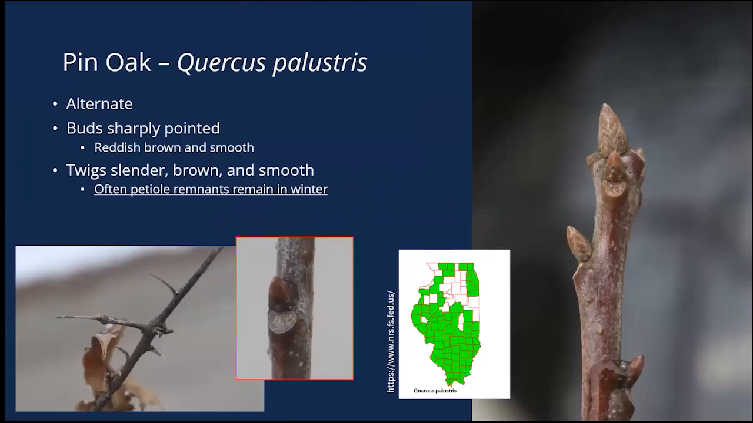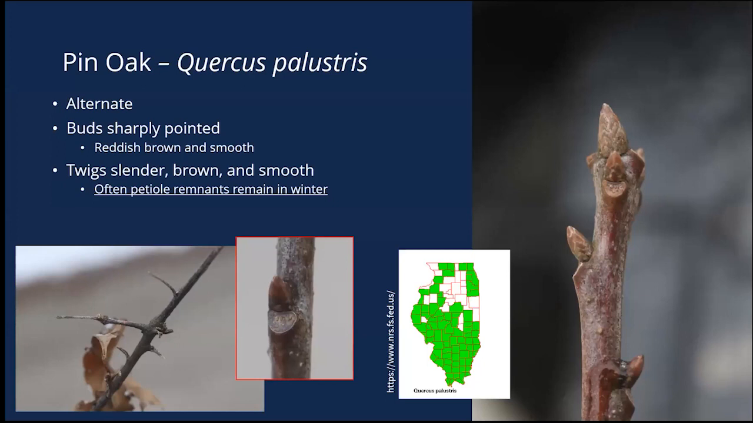Pin oak. Pin oak is, again, super common, especially planted around. You see it widely planted in people's yards, even some big ones. They've been planted for a long time. Their buds are also sharply pointed, reddish brown and smooth. The twigs tend to be more slender on this one than some of the other species, brown and smooth as well.